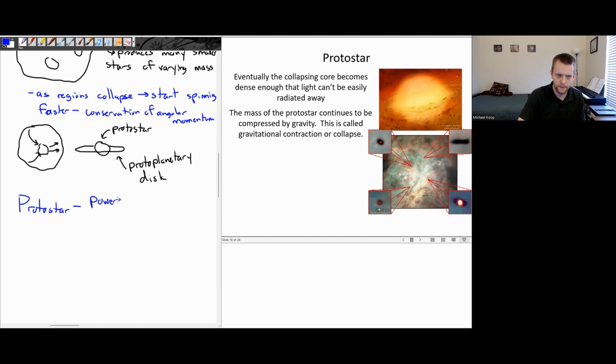So powered by gravitational collapse. So basically gravitational energy into thermal energy.